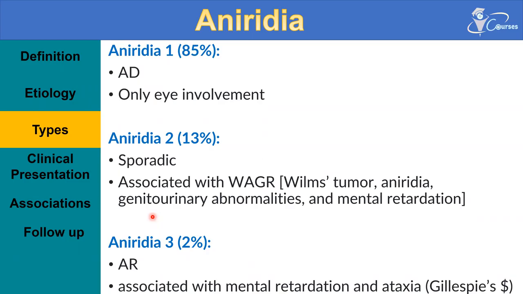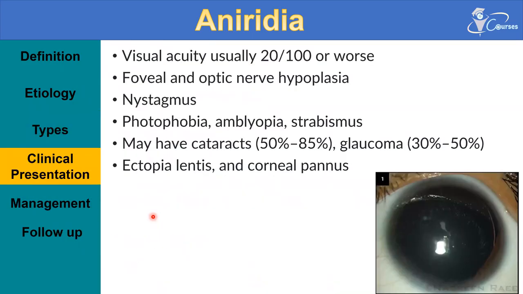So what will be the clinical presentations? It is a rudimentary iris. Those patients usually have poor visual acuity, like 6/60 or worse. Why? Because they have associated foveal and optic nerve hypoplasia. And since the presence of foveal or optic nerve hypoplasia, this will be associated with nystagmus.